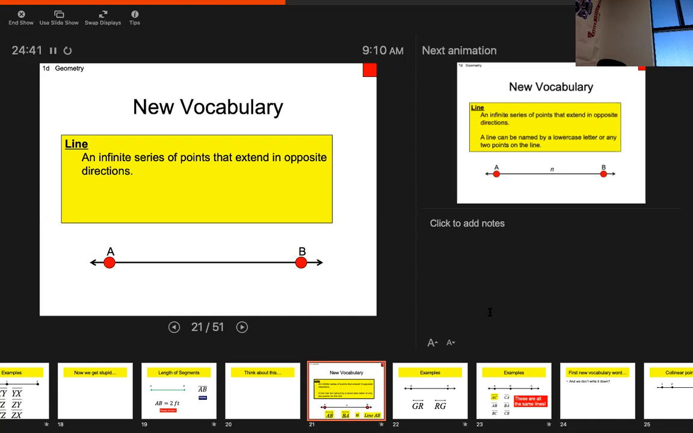We name lines by how many points? 2. Guess which 2 points you need to use to name a line? Any 2 points. A line segment must be named by the 2 endpoints. A line doesn't have endpoints. So you can pick any 2 points. And here's where, again, we get confusion. Line segments must be named by their endpoints. But lines, any 2 points.